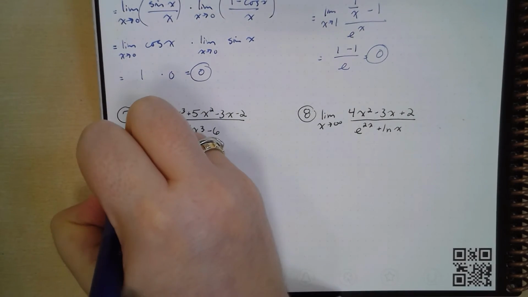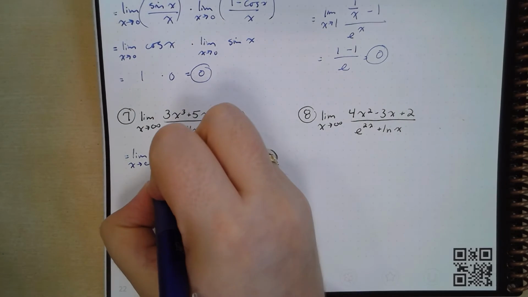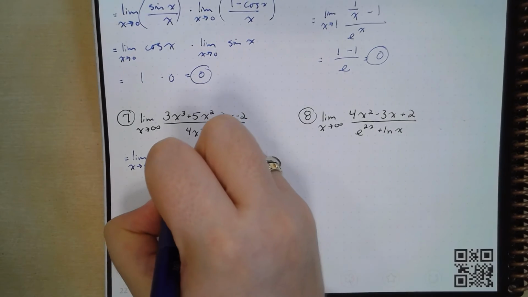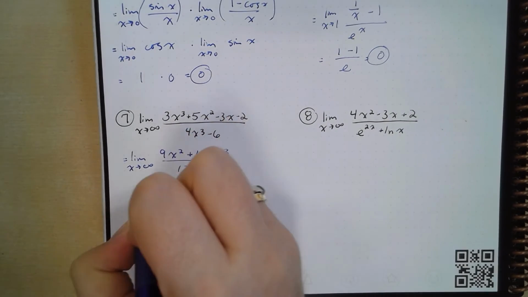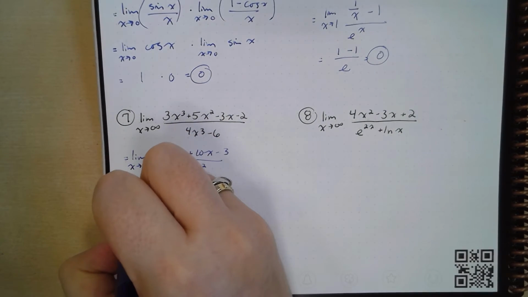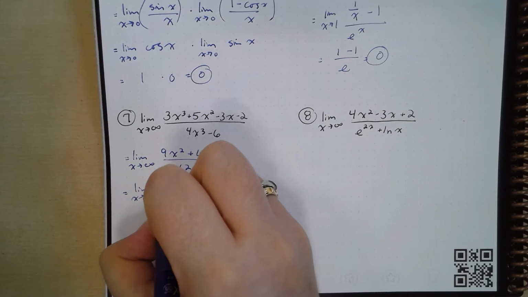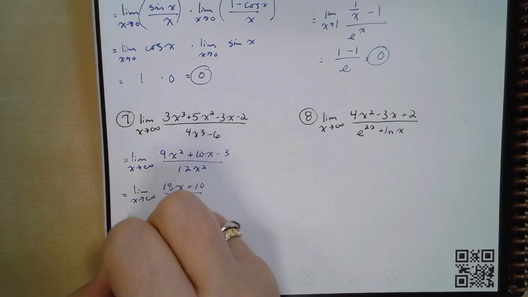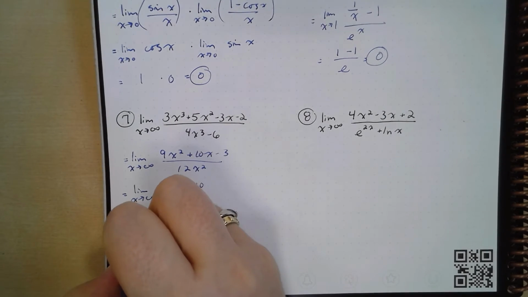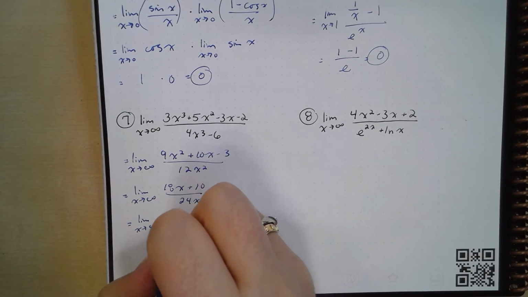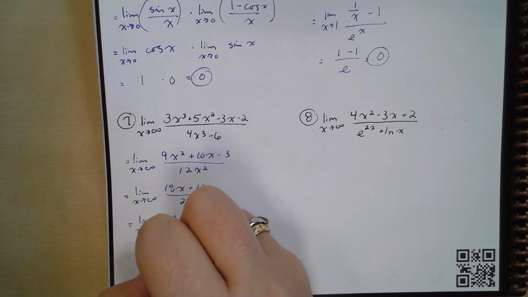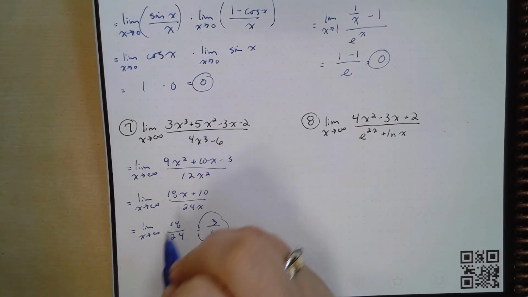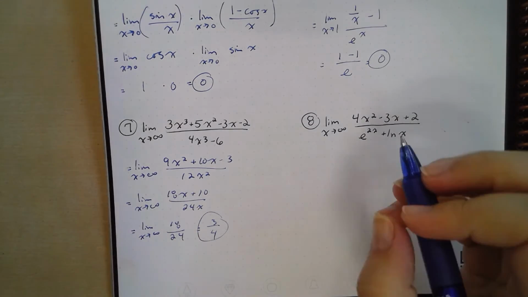So the limit as x approaches infinity of 9x squared plus 10x minus 3 over 12x squared. That's going to be the limit as x approaches infinity of 18x plus 10 over 24x, which is equal to the limit as x approaches infinity of 18 over 24, which is just going to simplify down to 3/4. So worked out exactly the same.